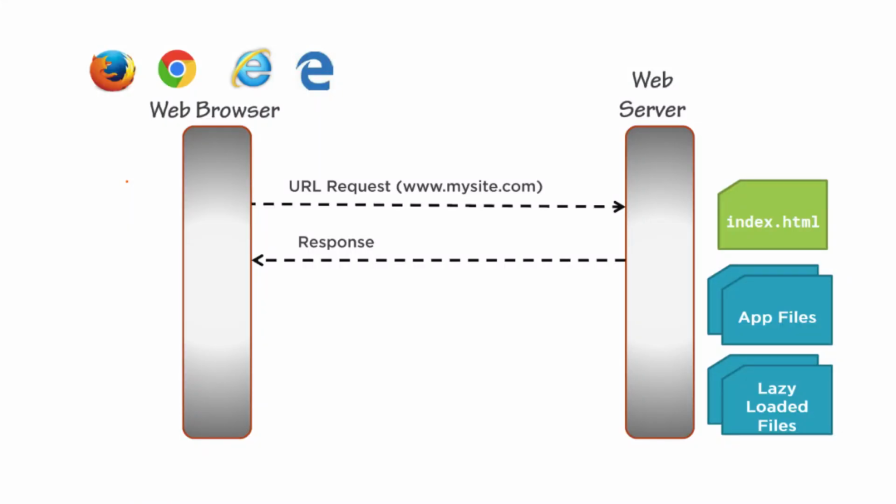And looking at this image, you can see the web browser is requesting our web server, and initially the index file comes into the picture. The app files come as a response, and then as and when the user starts navigating to a different module, the specific module which was triggered will be downloaded on demand, and that's called lazy loading.